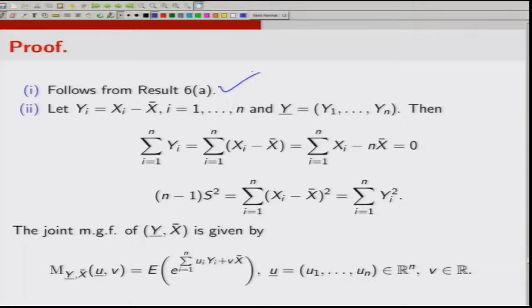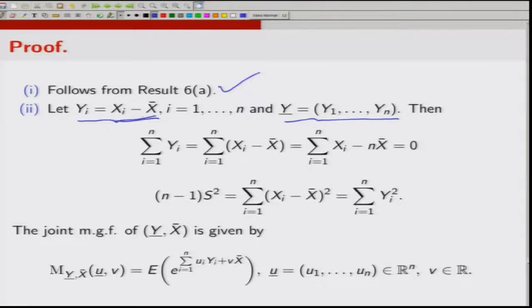Now let us see that X bar and Xi minus X bar are independent. For that, let us define Yi to be Xi minus X bar and Y as (Y1, Y2, ..., Yn). So what I'll show is that Y1, Y2, ..., Yn and X bar are independent. If I can show that Y1, Y2, ..., Yn and X bar are independent, then any function of Y1, Y2, ..., Yn and X bar would be independent. And your S squared is nothing but a function of Y1, Y2, ..., Yn, and that would prove the result.